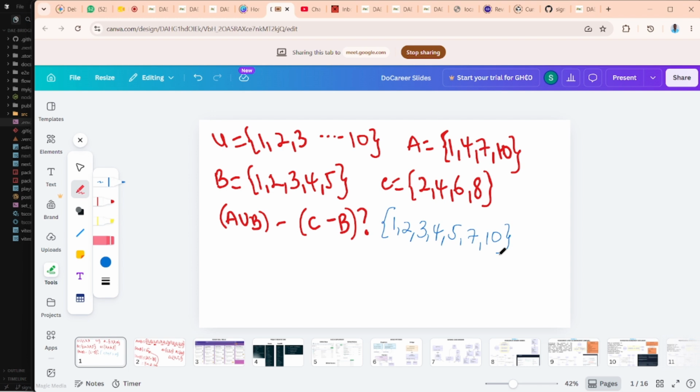Okay, so for A union B, you had the same thing. The answer is equal to A union B. Really? Okay, A union B is what? So A union B will give us 1, 2, 3, 4, 5, and then 7 and 10. Then C minus B.